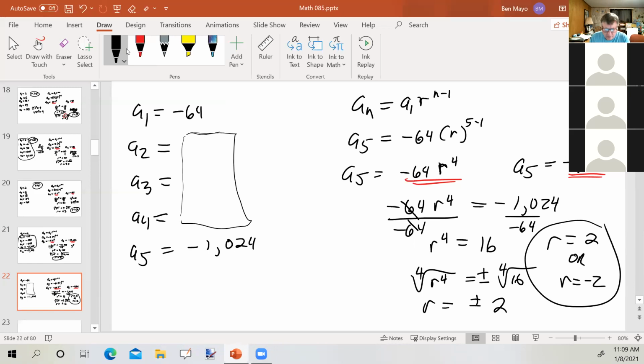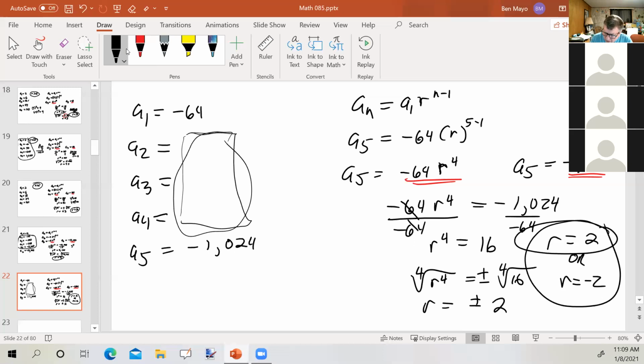Let's go back to what they said in the instructions. They said we're supposed to find 3 geometric means. What did it say? 2 positive and 1 negative. So of these 3 numbers, 2 of them have to be positive and 1 of them has to be negative. Consider this. Negative 2, right? Yeah, you're correct.